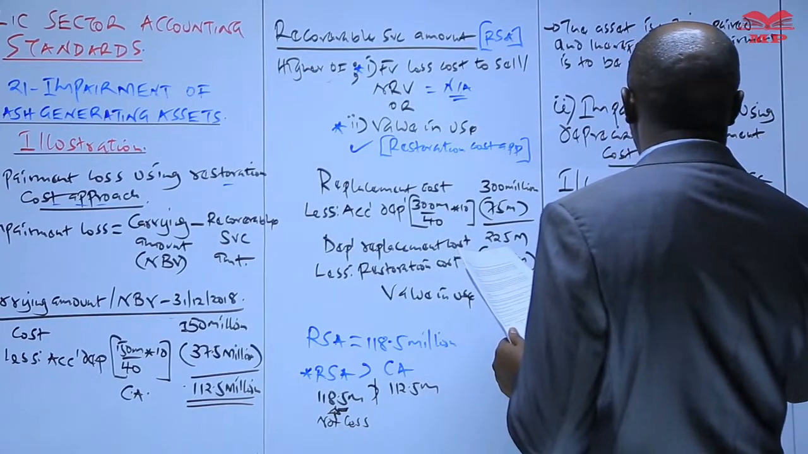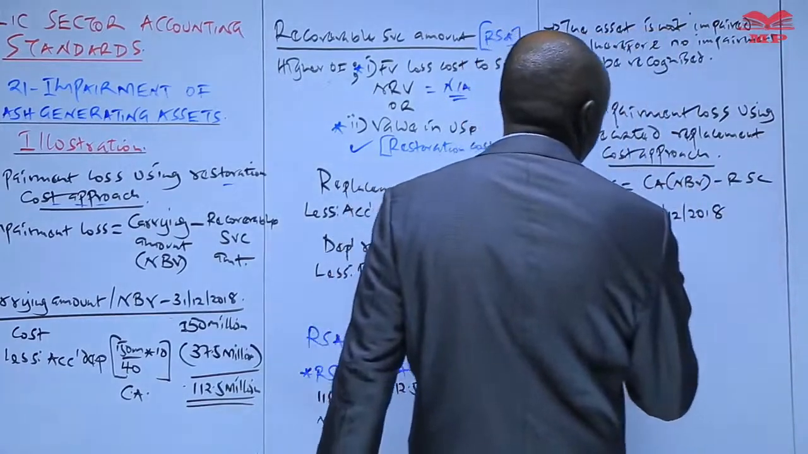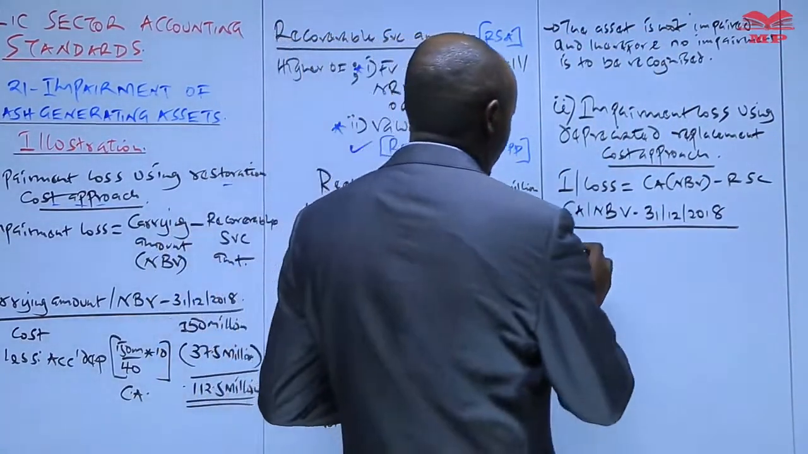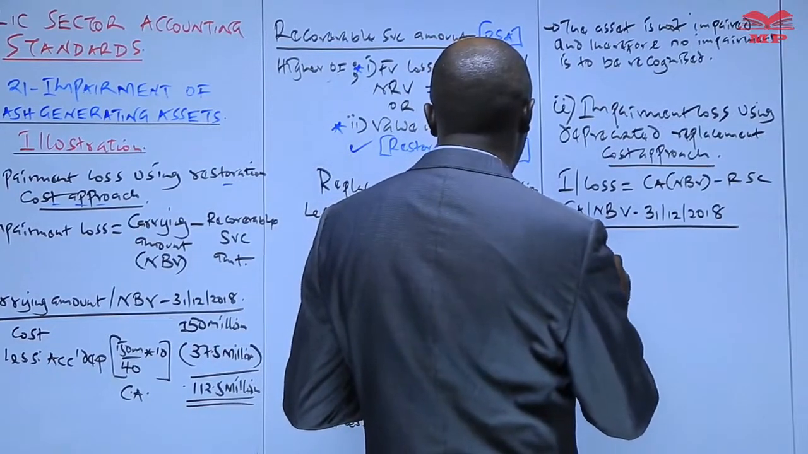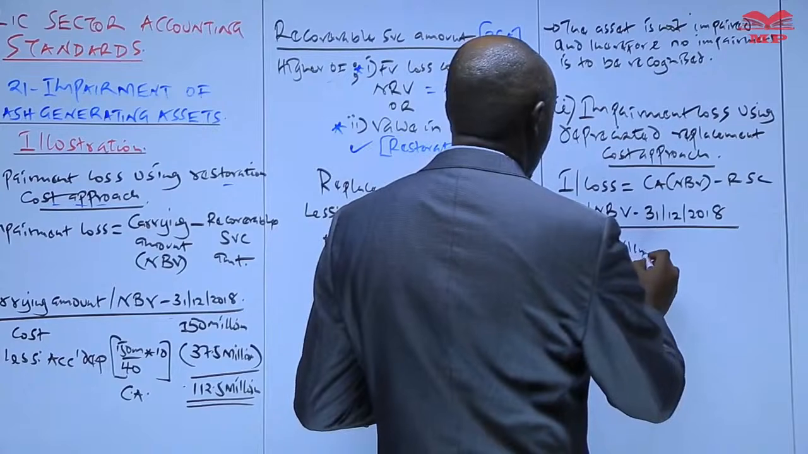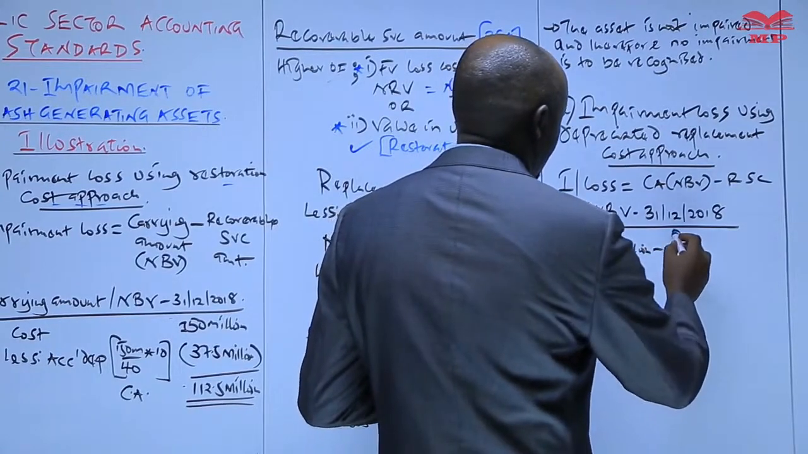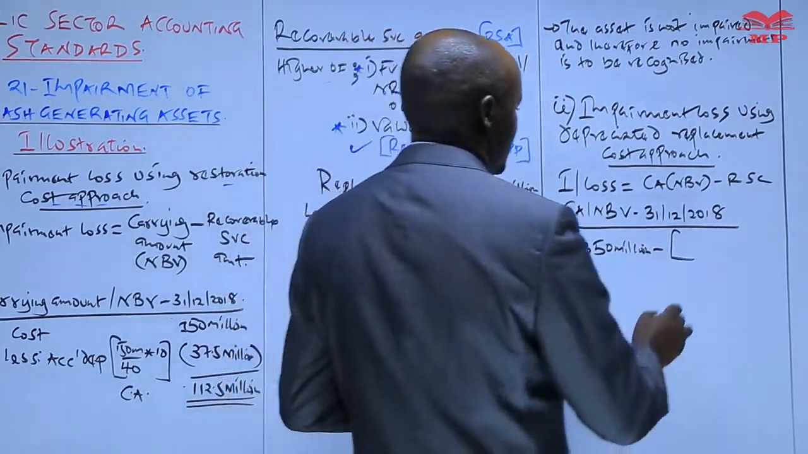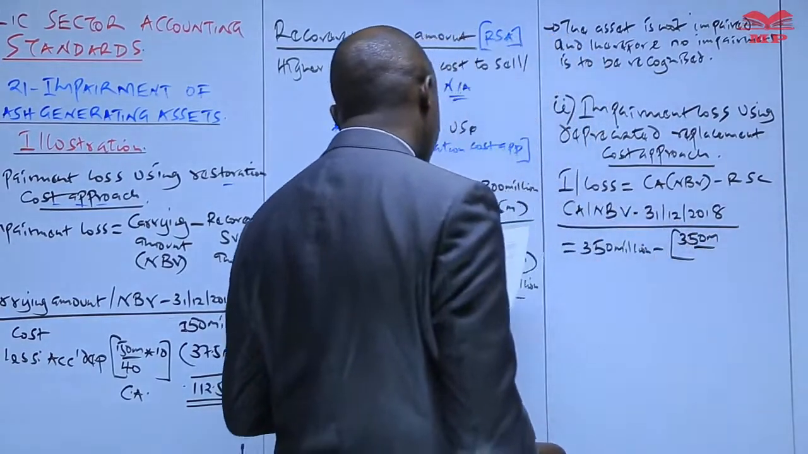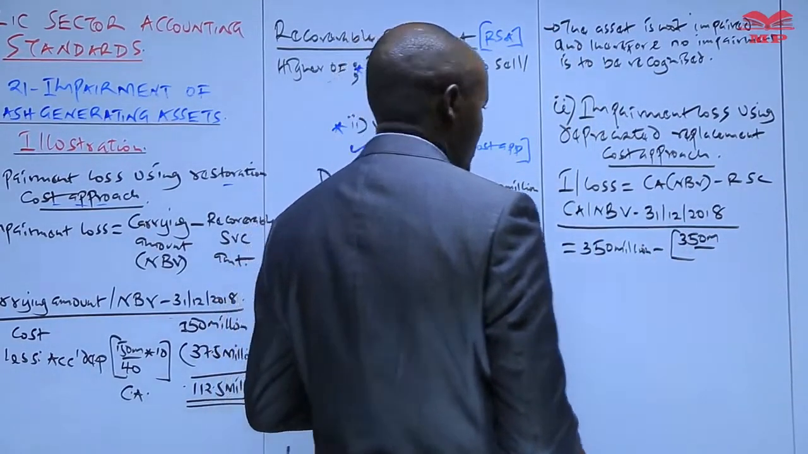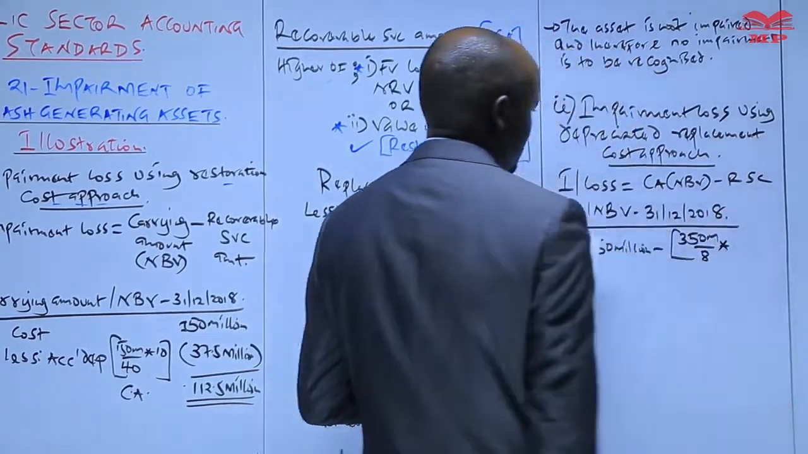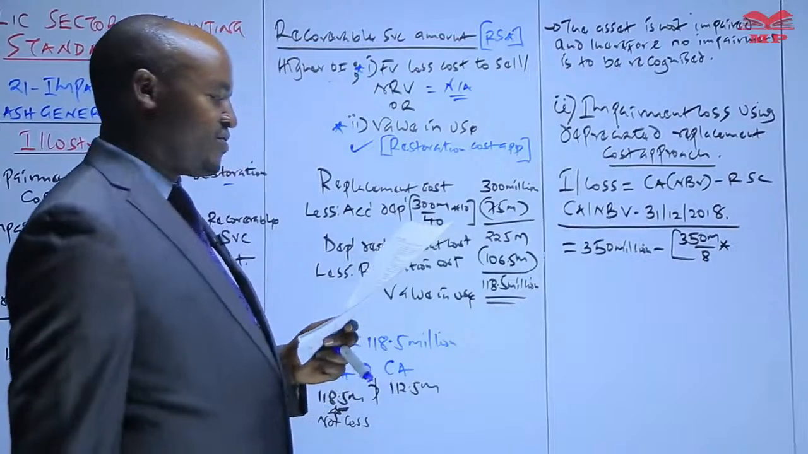To compute this is quite simple. We take the cost of the software, which we are given in the first paragraph, which is 350 million, and then we less the accumulated depreciation. How do we compute the accumulated depreciation? We take 350 million, divide that by the expected useful life of this asset, which is 8 years. On this date, this software had been used for how many years?